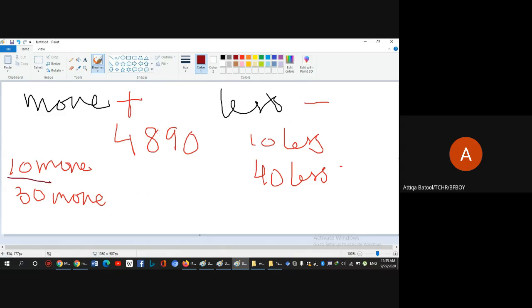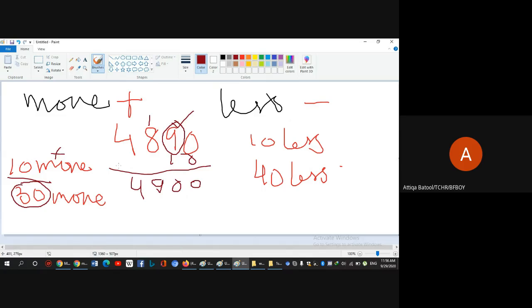If they say 10 more, you have to circle the tens place number. And if they say 30 more, 30 also counts in tens. You will have to circle the tens place number. When they talk about more, you will add 10. 0 plus 0, 9 plus 1 is 10, write 0, 1 carry, 8 plus 1 is 9, and 4 hundred. So it would be 4900.